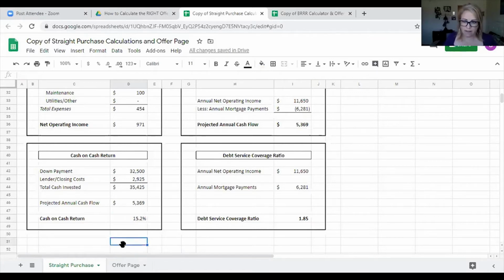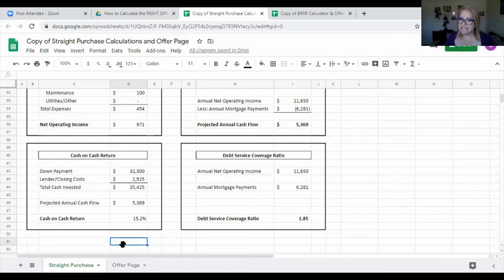How you calculate that by hand is you would take the annual cash flow of 5,369 divided by the total cash invested of 35,000 and change. Okay, and you will get 0.152 on your calculator, which is 15.2%. Okay, so that's where it ties in.